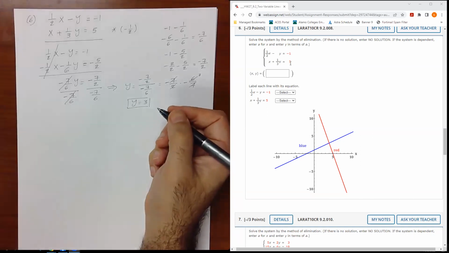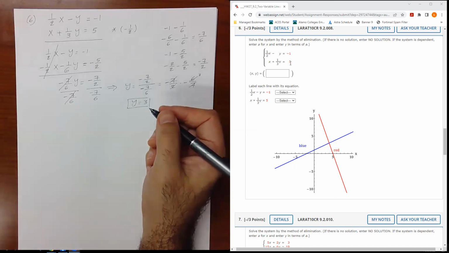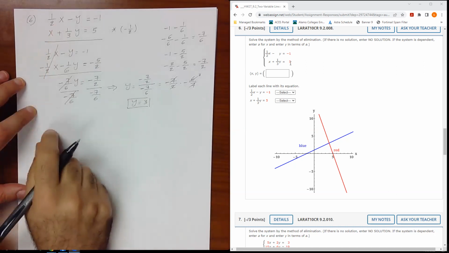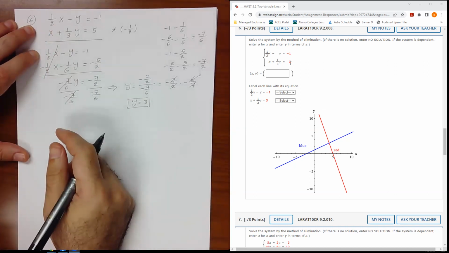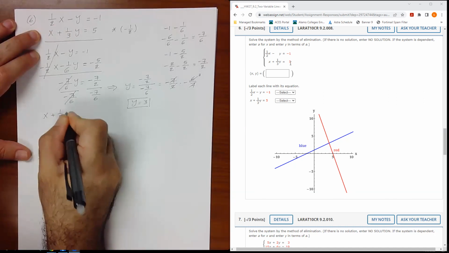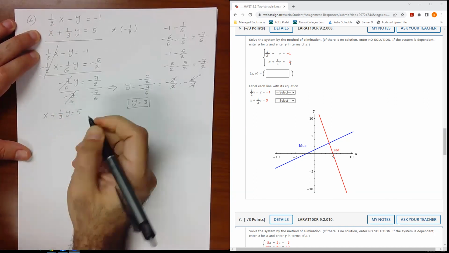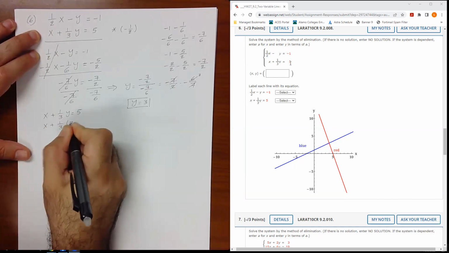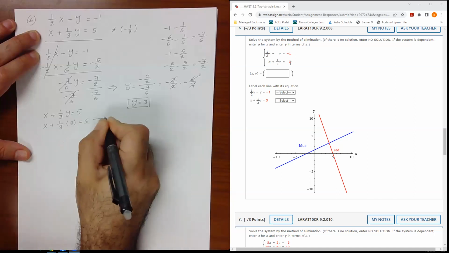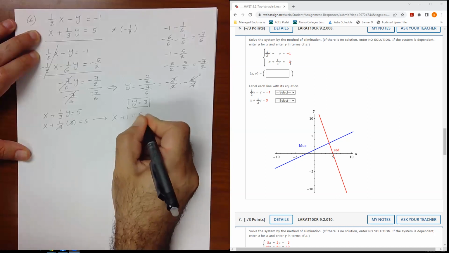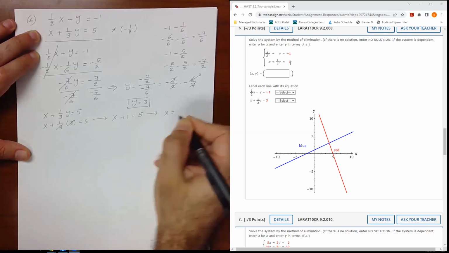So y equals +3. Now the next step, what we're going to do, we're going to plug in y in this one or the second one. It's up to you. Let's choose the second one. So x plus 1/3 y is going to be equal to 5. X plus 1/3 times 3 equals 5. Cancel this one with this one. So x plus 1 is going to be equal to 5. That means x is going to be equal to 4.